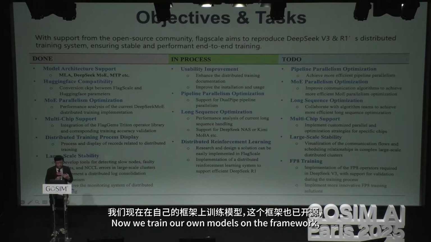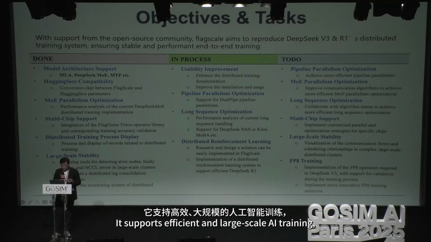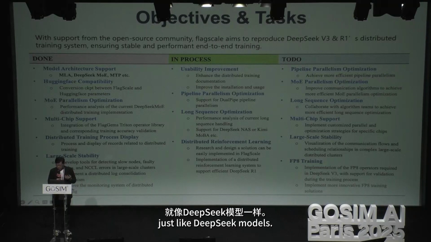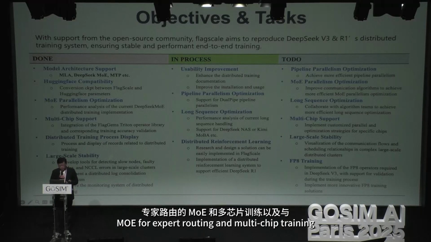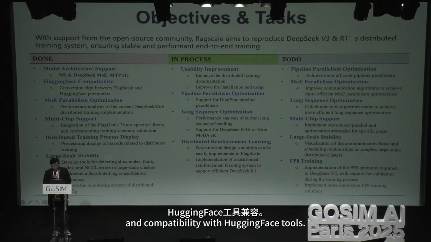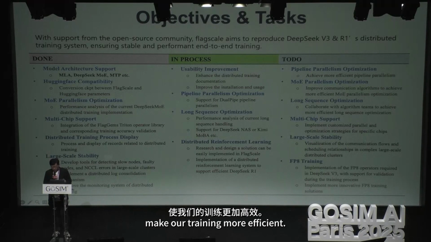Now we train our models on the open source framework FlagScale. It supports efficient and large scale AI training, just like training the DeepSeek models. We also support many important features like MLA for long context support, MOE for expert routing, multi-chip training, and compatibility with Hugging Face tools. Next, we will support FP8 training and DualPipe, making our training more efficient.